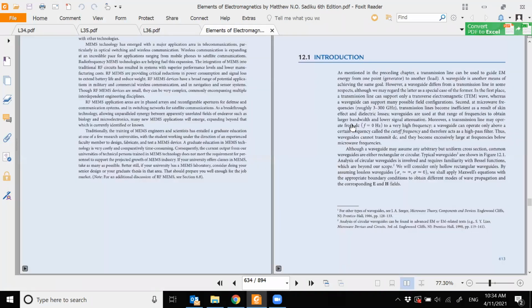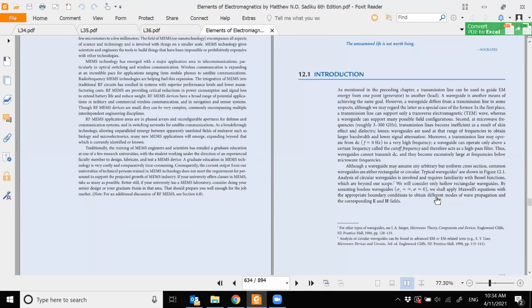So if you see here, now waveguides, we have already talked about waveguides, right? We already talked about them as a guiding medium. So you are trying to guide your electromagnetic wave so that it can travel only in a certain direction. Unlike in the previous case, the transmission lines can support the TEM wave, the transverse electromagnetic wave. That is, no component of electric or magnetic field in the direction of propagation.